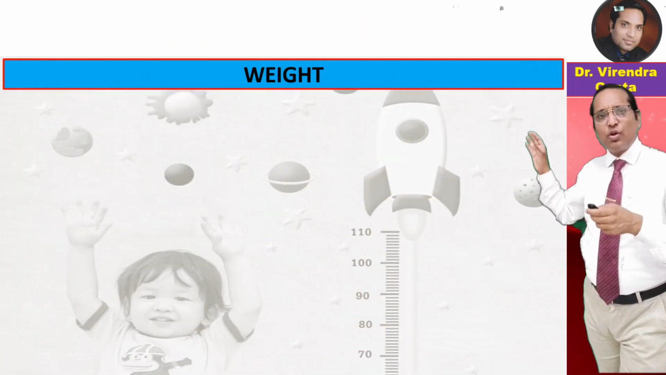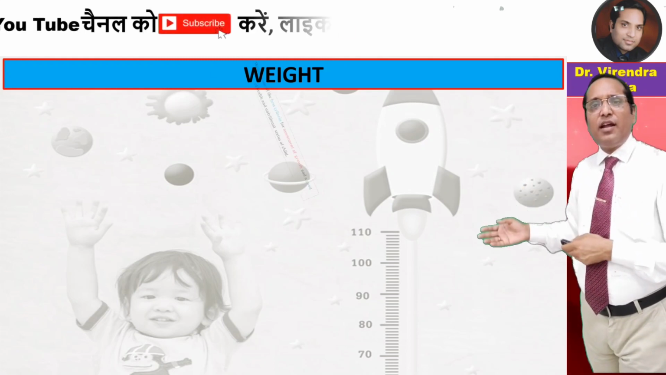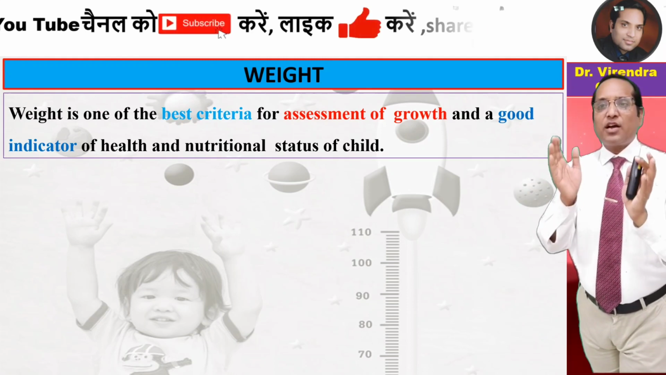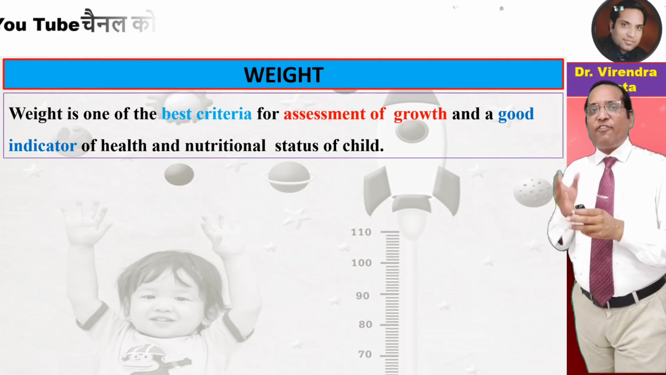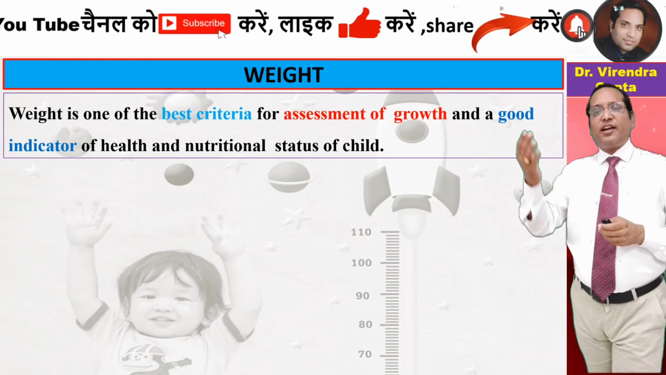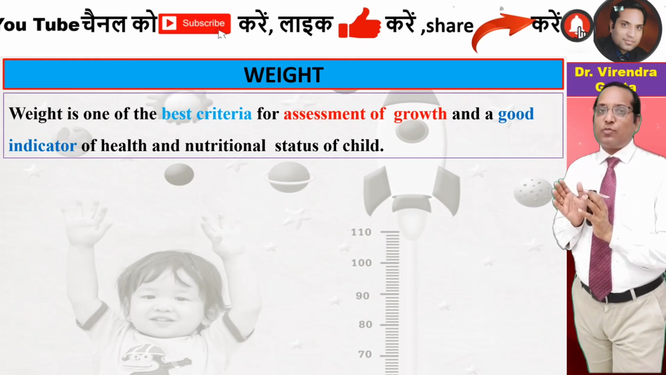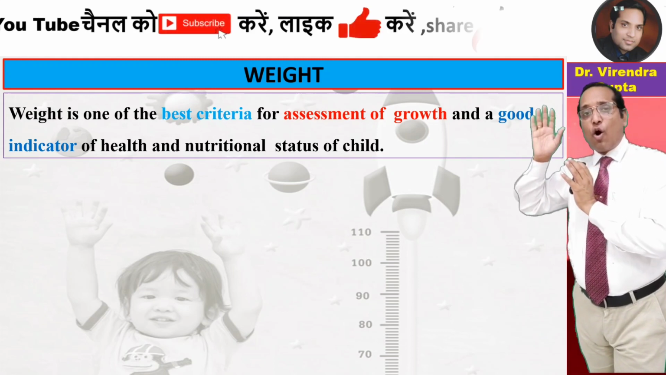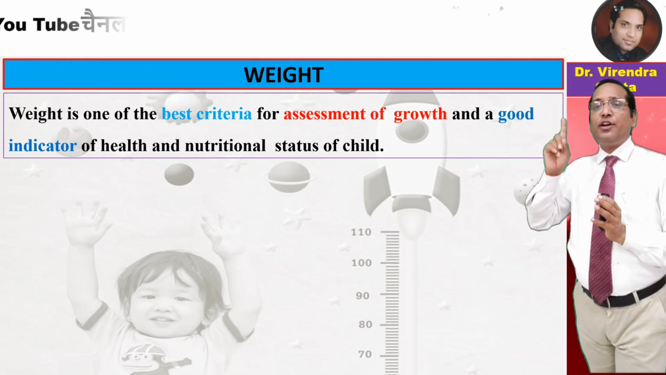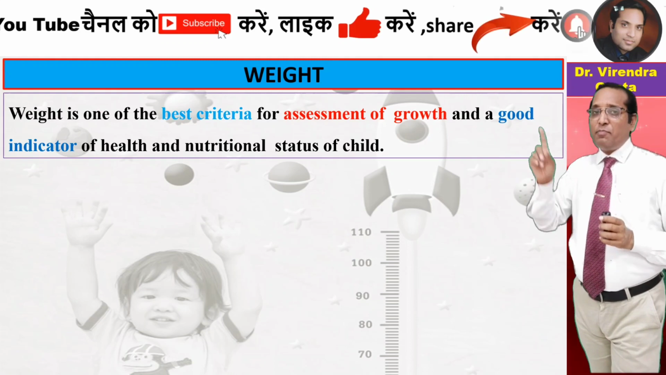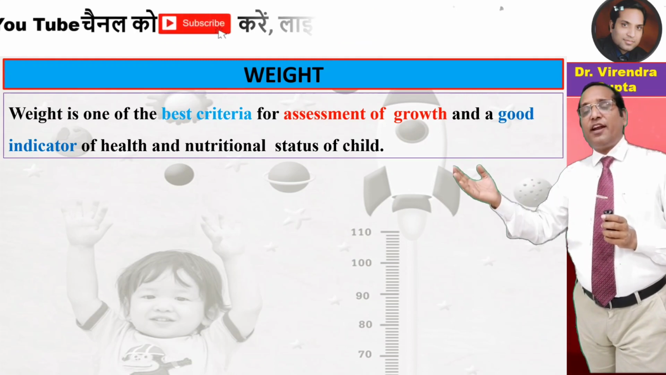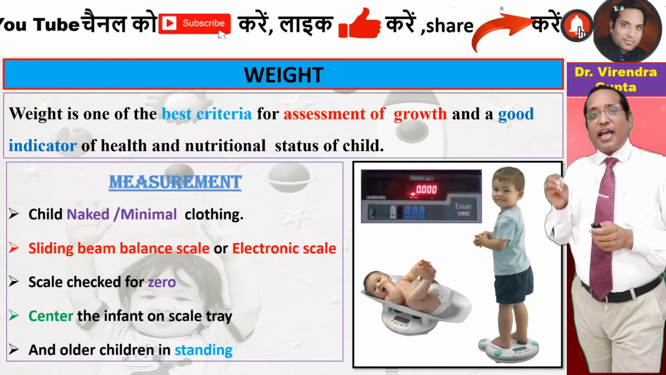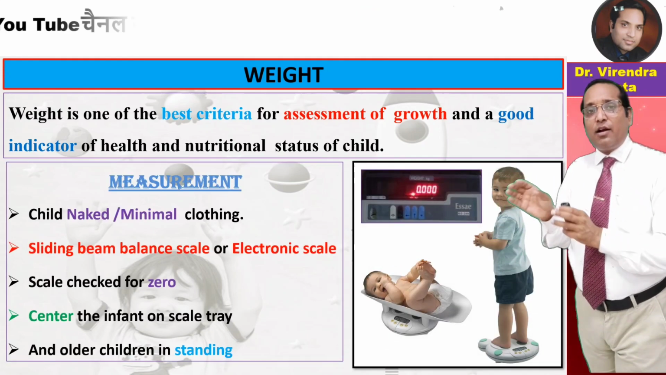So guys, we will come to them one by one. First is the weight, which is one of the best criteria for assessment of growth, and we will discuss weight here. It is a good indicator of the health and nutritional state of the child. But guys, keep in mind, weight alone is not a complete indicator of the nutritional state of the child. It may be different in different children, and guys, it can be measured in the child.